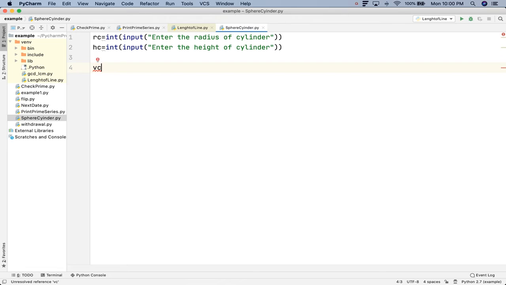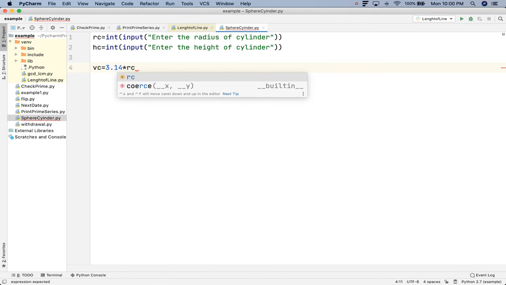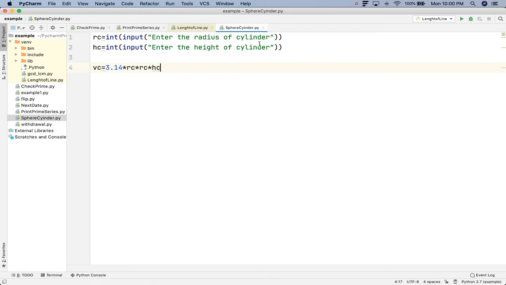Now we will apply the formula for finding volume of the cylinder. We will call it Vc. So volume of the cylinder is going to be pi r square h. Instead of pi, I will write its value 3.14, into r square. You can write the power formula or you can write RC twice, like you can find the product of RC into RC and then HC. So now my Vc variable is having the volume of cylinder.